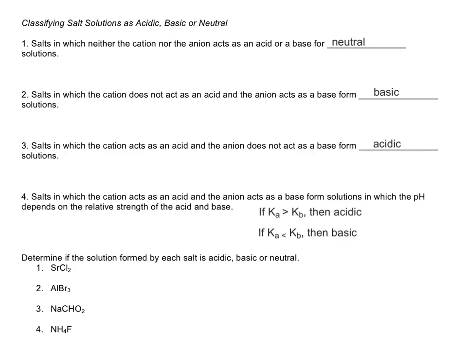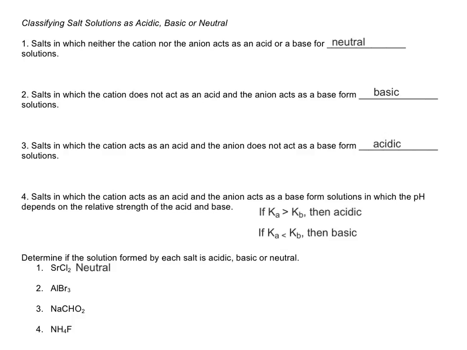All right, so let's do a couple of examples here. Determine if the solution formed by each salt is acidic, basic, or neutral. So for number one, we have SrCl2. The Sr2+ ion is the counter ion of a strong base, so that would be pH neutral, and the Cl- is a counter ion for a strong acid. So that solution would be pH neutral.